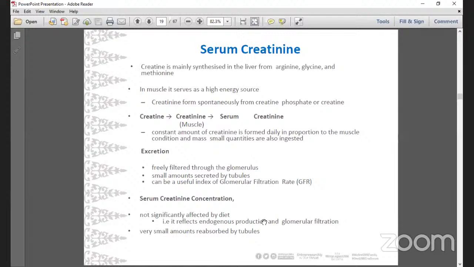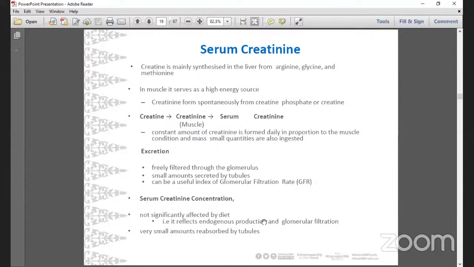Okay, next one is serum creatinine. This is the second parameter related to kidney function. The creatinine originated from creatine, and this creatine is mainly synthesized or formed in the liver from arginine, glycine, and also methionine.